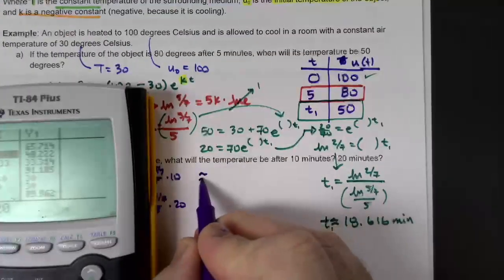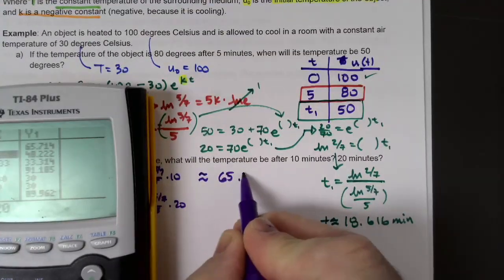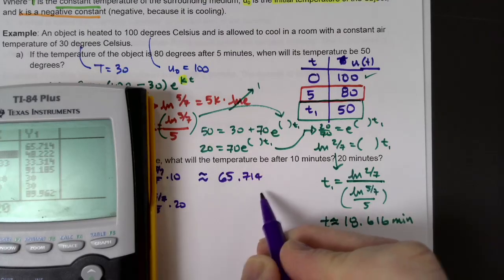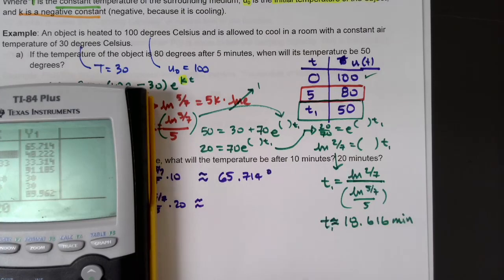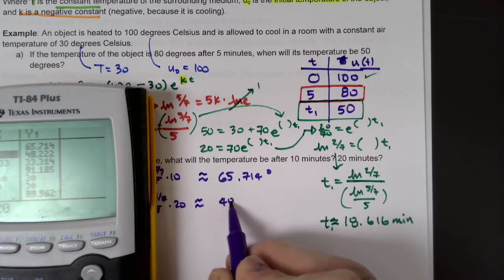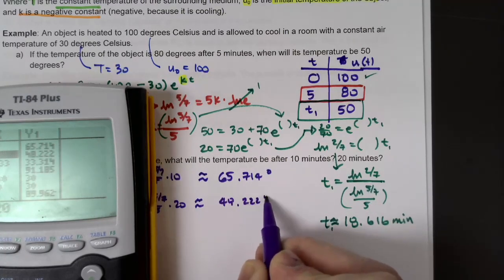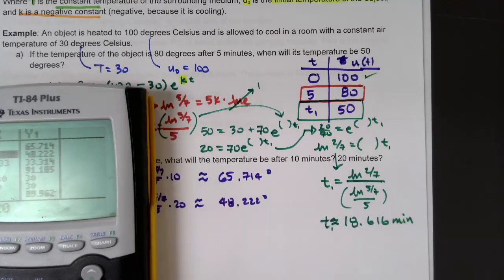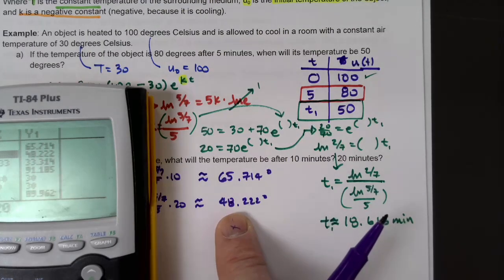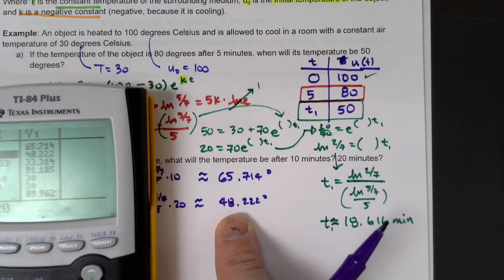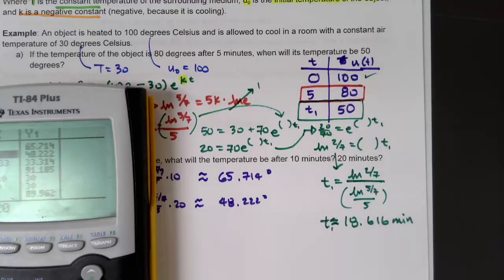This would be approximately 65.714 degrees. After 20 minutes, it's going to be 48.222. So at almost 19 minutes, we were at 50. And then from here to 20 minutes, we didn't even lose 2 more degrees.